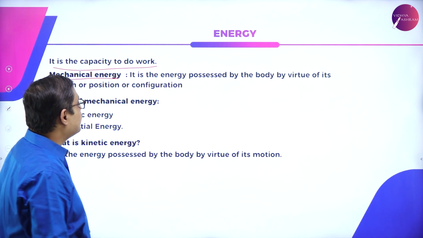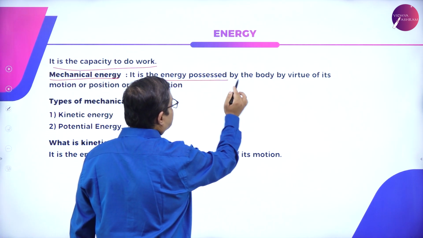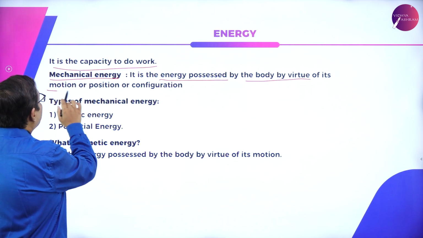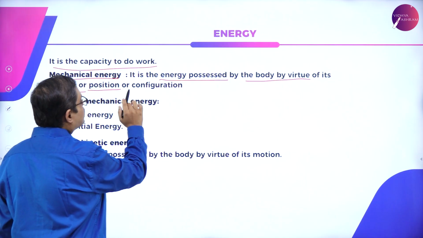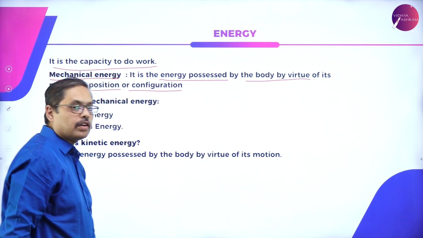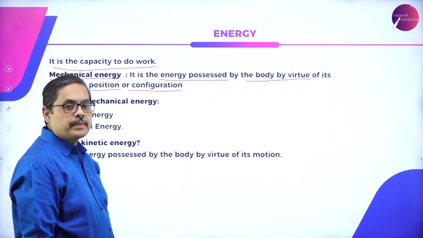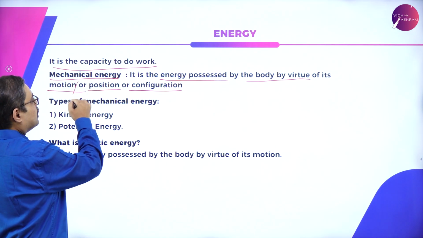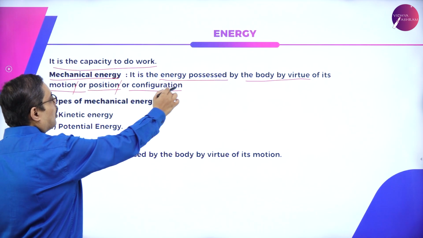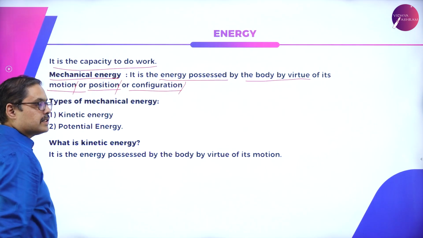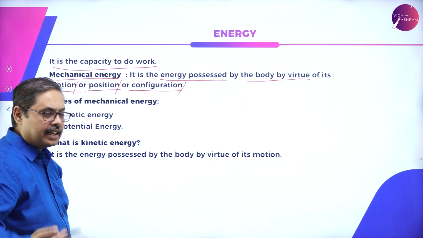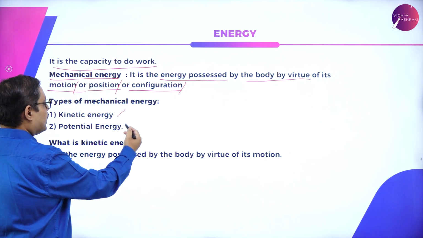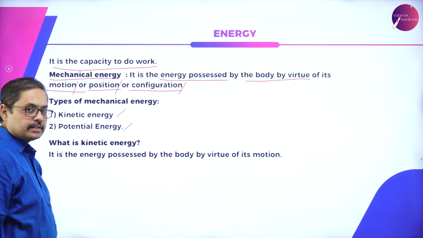What is mechanical energy? It is the energy possessed by the body by virtue of which, what? By virtue of motion, by virtue of position, or by virtue of configuration. So it is the energy possessed by a body by virtue of its motion, its position, or its configuration. Let us understand that in detail. Mechanical energy can be classified into two types: kinetic energy and potential energy.